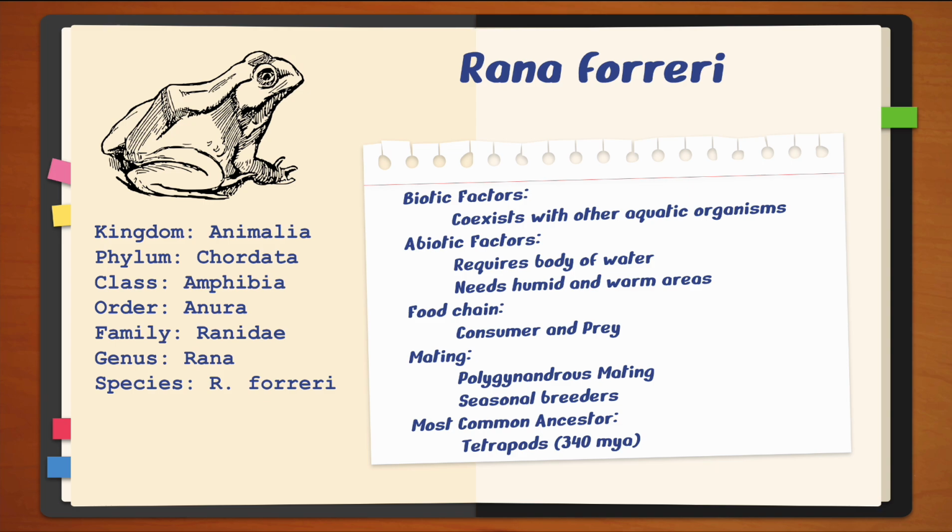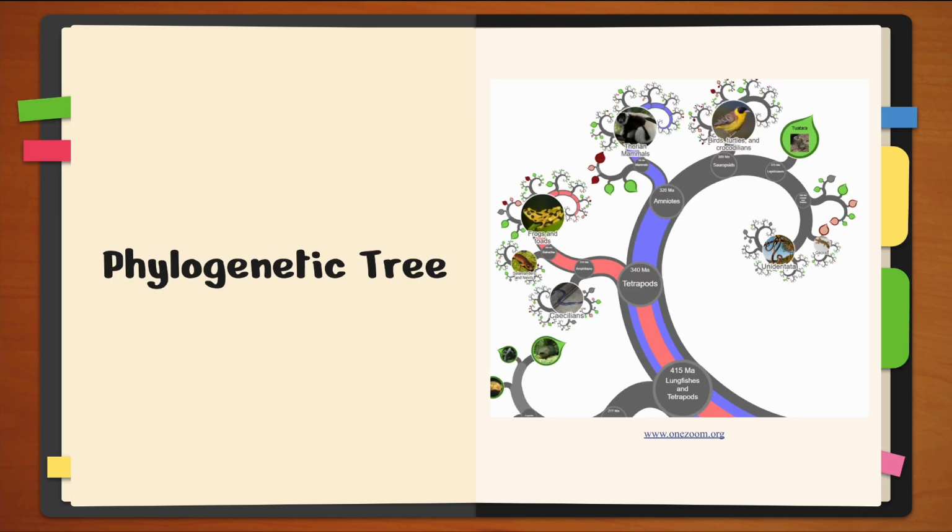In regards to mating behavior, the species also follows a polygynandrous mating system. The most recent common ancestor of R. ferreri and other tetrapods dates back to approximately 340 million years ago. Here's the phylogenetic tree that relates these two species.